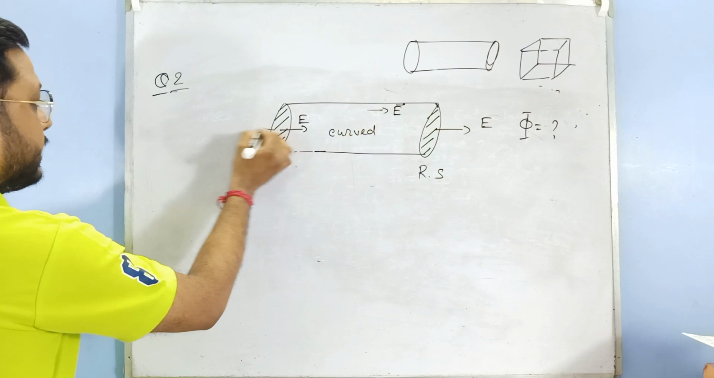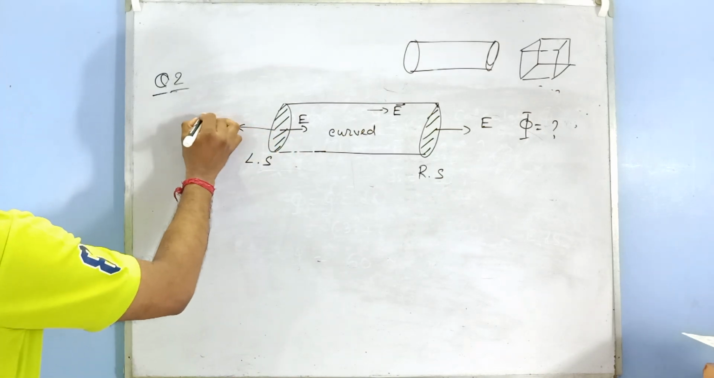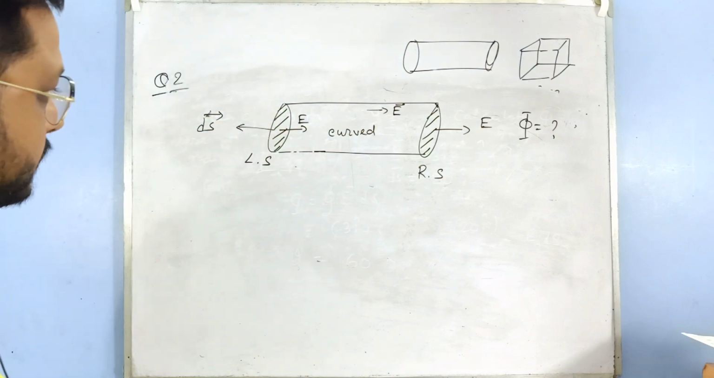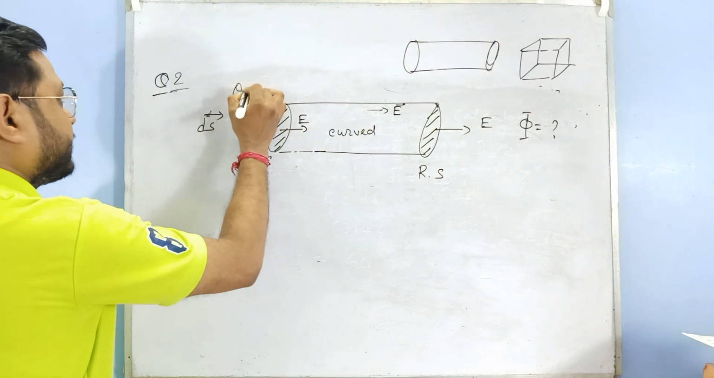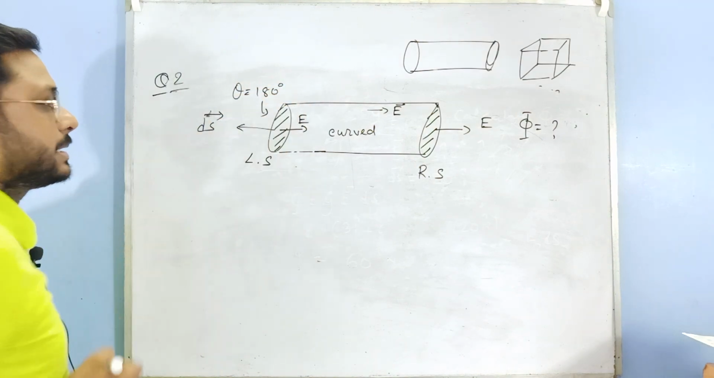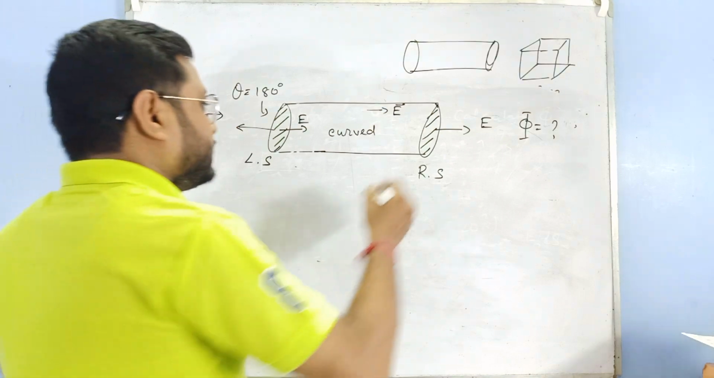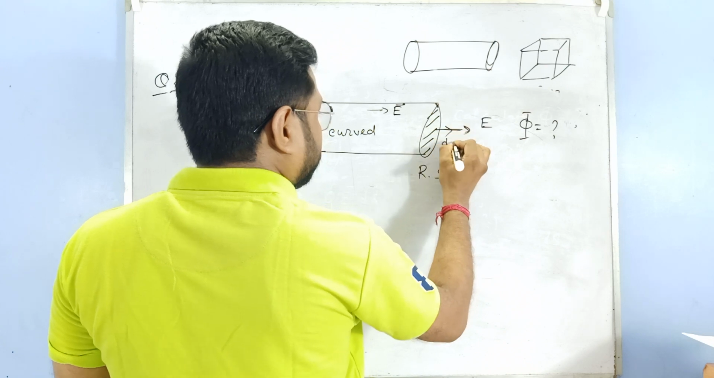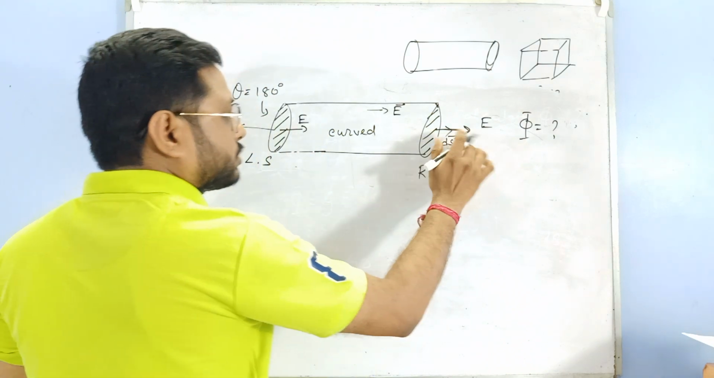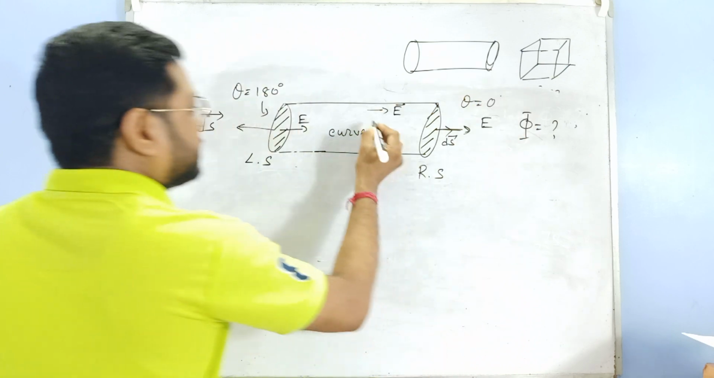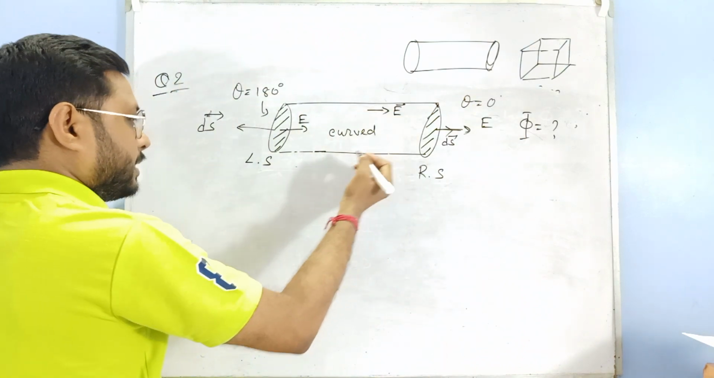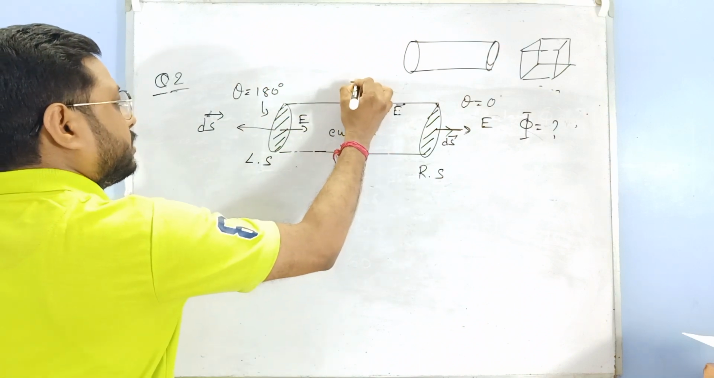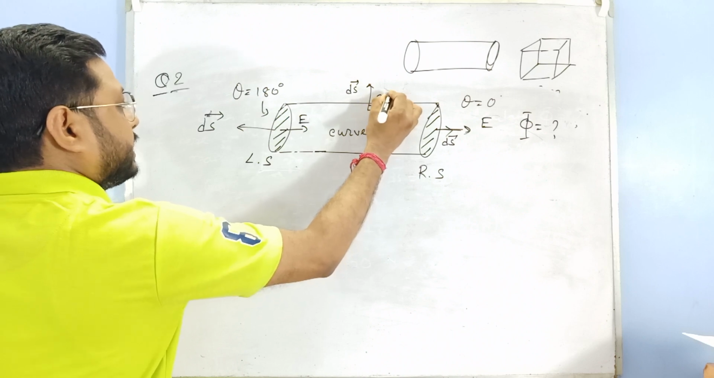So for the left surface, ds is directed radially outwards, that is opposite to E. So here theta becomes 180 degrees. For the right surface, again ds is radially outwards, so here theta becomes 0. And for the curved surface, the direction of the area vector is normal to it and radially outward, so the direction of this vector is upward. So this angle becomes 90 degrees or pi by 2.